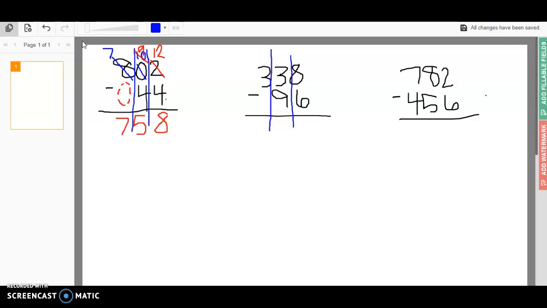Remember, we always start in our ones place. So I'm looking at my ones place. I have 8 minus 6. 8 is greater than 6, so I know that I can subtract. So 8 minus 6 gives us what? 8 minus 6 gives us 2. All right. Now I go to my tens place. I have 3 minus 9. Is 3 greater than 9?